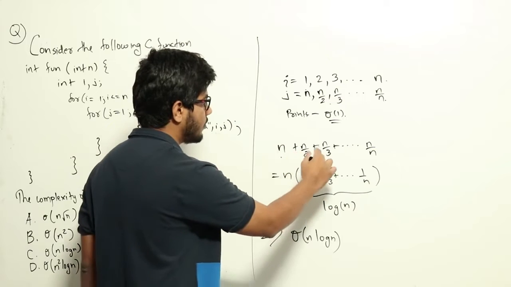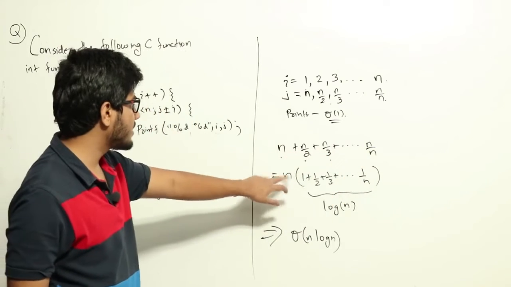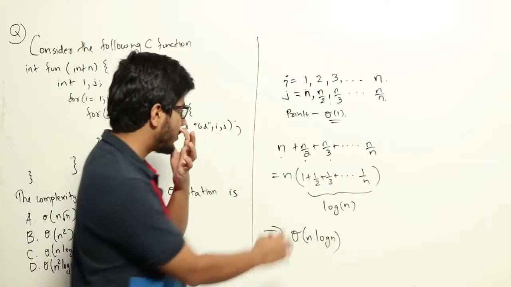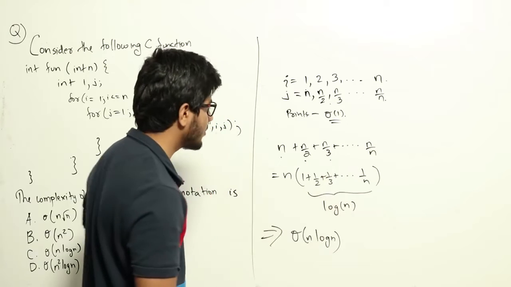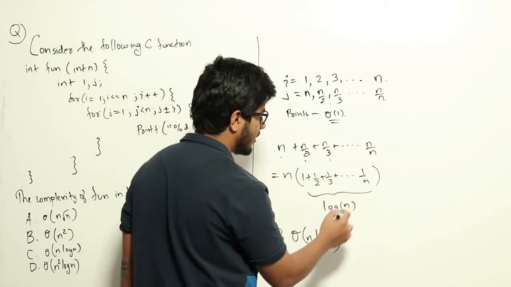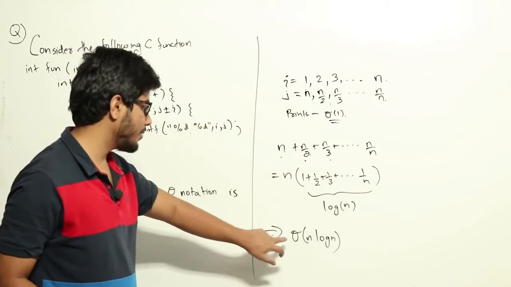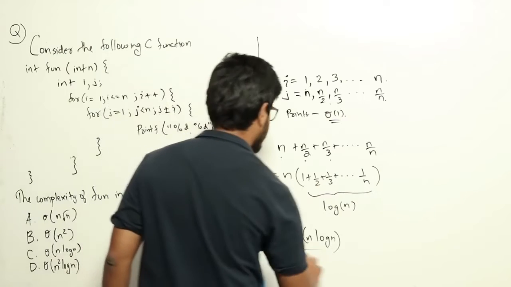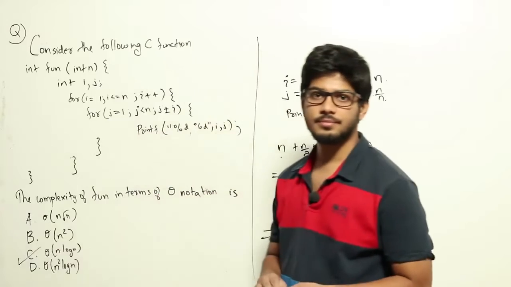So n plus n by 2 plus n by 3 up to n by n is the total complexity. This we can rewrite as n into 1 plus 1 by 2 plus 1 by 3 up to 1 by n. Now there is no exact formula for this, but it will be roughly log n, meaning that the total complexity of our function will be theta of n log n. This is the answer, that is option C.